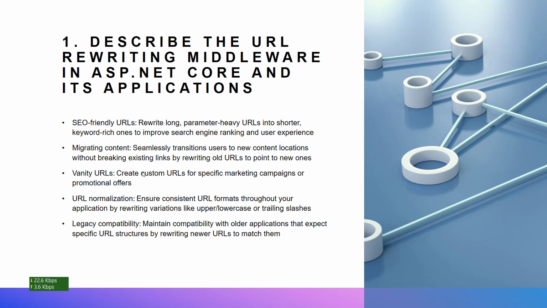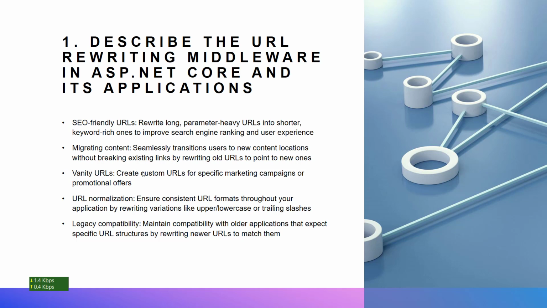Vanity URLs create a custom URL for a specific marketing campaign or promotional offer. That can also be done with the help of the rewriting middleware. Then URL normalization ensures a consistent URL format throughout your application by rewriting variations like uppercase or trailing slashes. In real projects, API endpoints might have many different naming conventions, so we can rewrite them to normalize them, so they are consistent throughout the application.